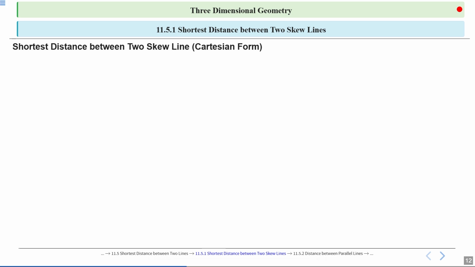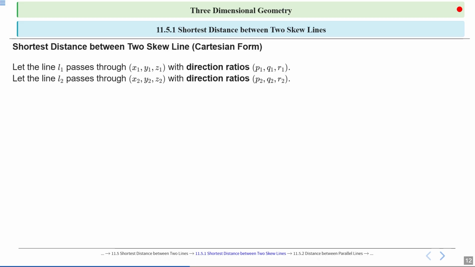Now we are starting our discussion on the shortest distance between two lines in three-dimensional geometry, specifically using Cartesian form. Now let's see how we can find the distance between two skew lines using Cartesian form. So first, let's define our first line L1. It passes through the point with coordinates x1, y1, z1 with direction ratios p1, q1 and r1. Next, we introduce the second line L2. This line passes through the point x2, y2, z2 and has direction ratios p2, q2, r2.